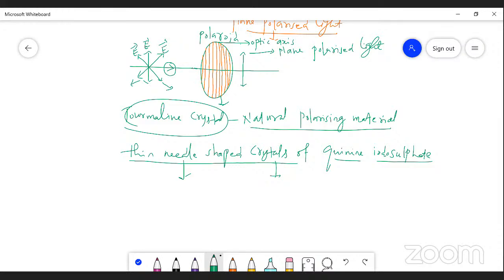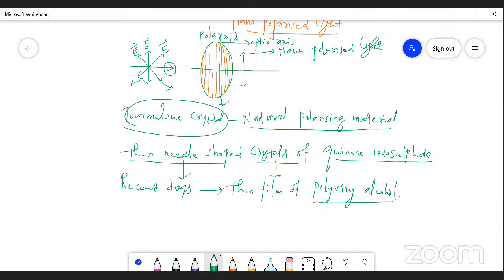In this way, we make Polaroid or polarizer artificially. But in recent days, we make a newer type of Polaroids by use of thin film of polyvinyl alcohol. This thin film of polyvinyl alcohol produces better polarization.